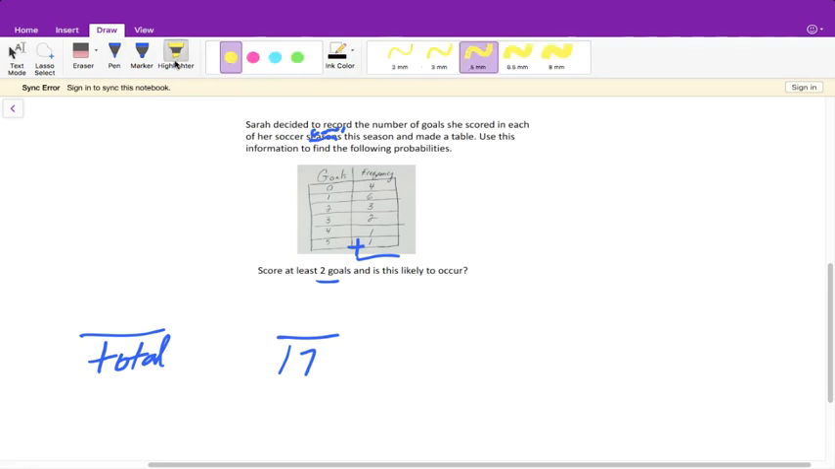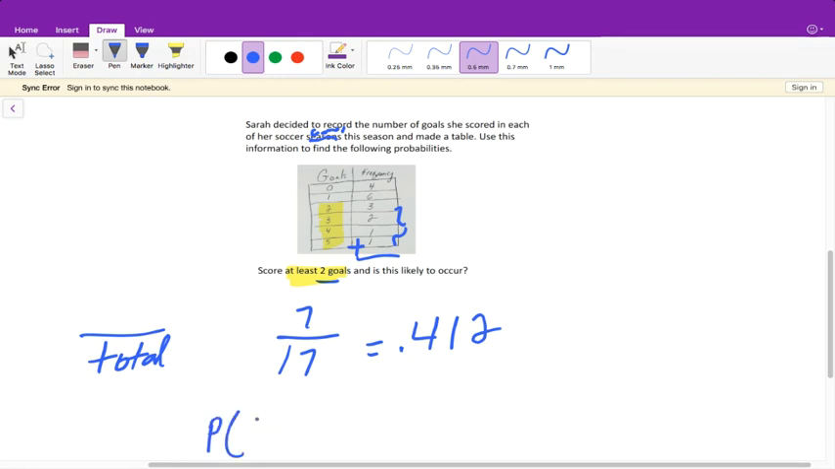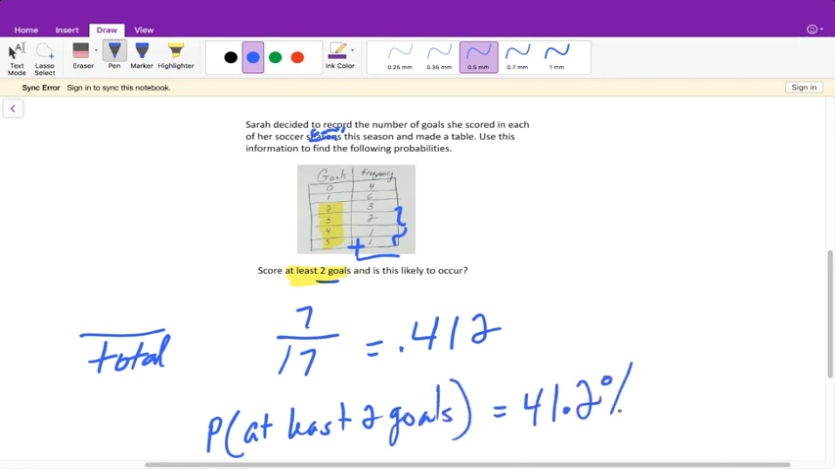So now we need to know, what does it mean when we say at least 2 goals? Well, at least 2 means it could be 2 or it can be more than 2. So it means any of these games where she scored 2, 3, 4, or 5 goals. So we would add these numbers up. So 3 plus 2 plus 1 plus 1 is 7. And 7 divided by 17 is equal to 0.412. So we will say the probability, remember this is how you have to write it, at least 2 goals is equal to, I'm going to write this as a percentage this time because remember, you can do it either way. It's 41.2%.